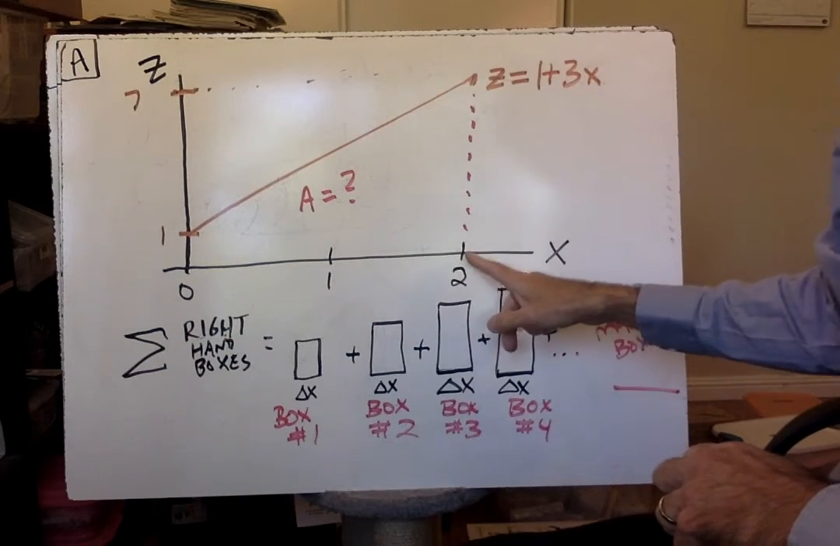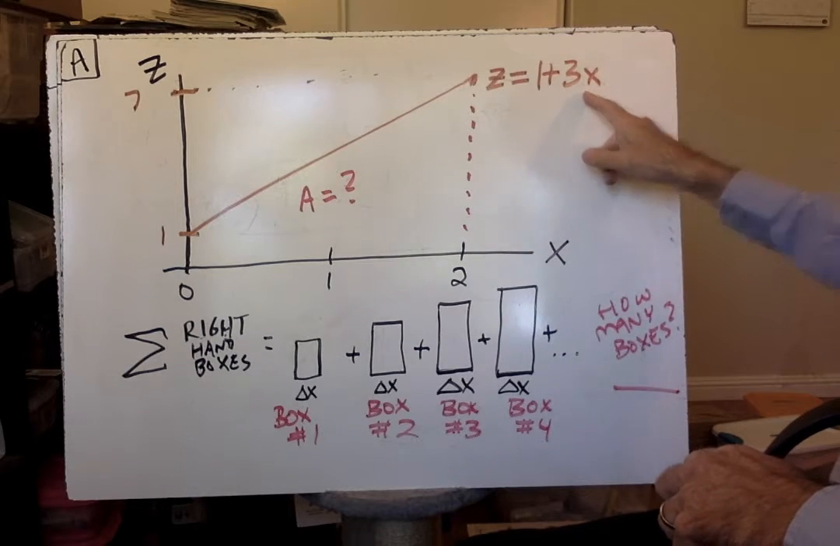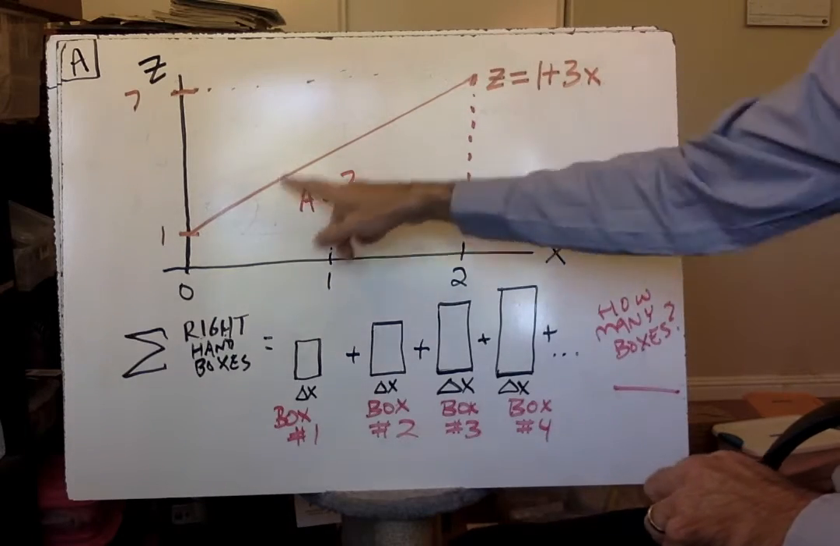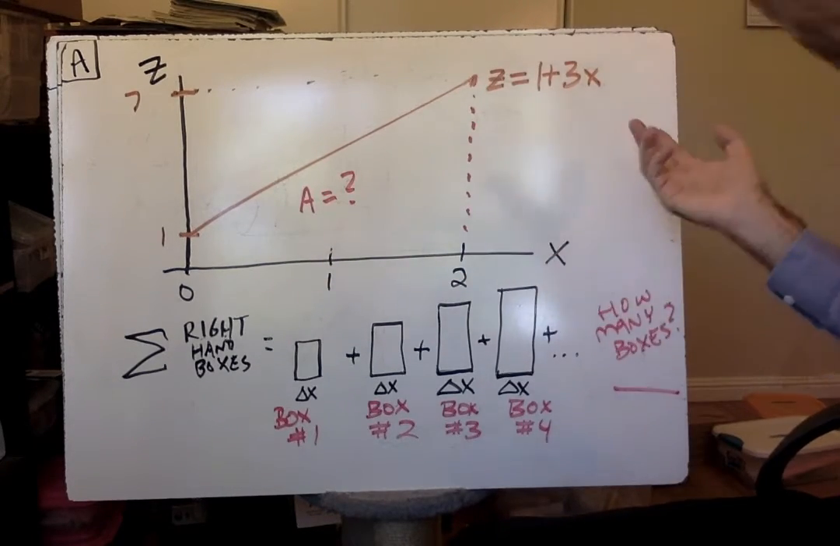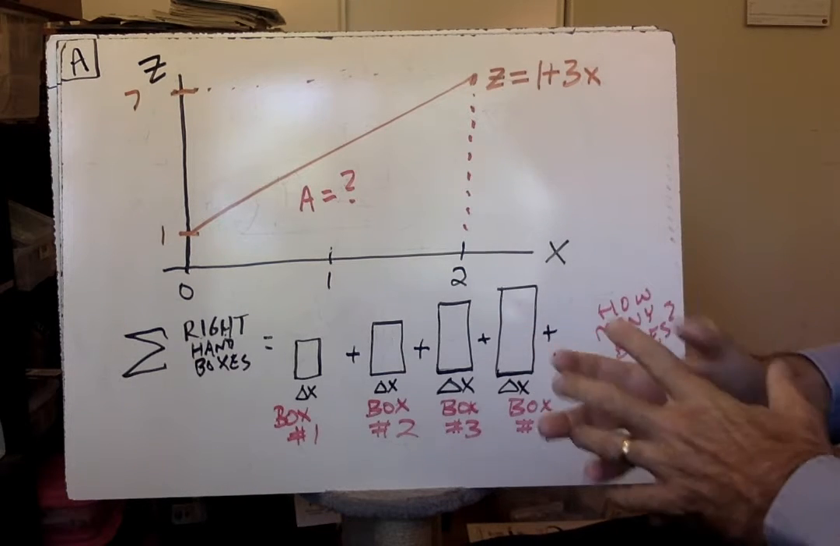X goes from 0 to 2. And z is a function of x given as 1 plus 3x, so it creates this straight line here, starting at 1 and ending at 7. The question is, how do you find this area? Now, that'd be an easy problem, and you don't even need calculus. What you have to do in this problem is recognize the notation they use.